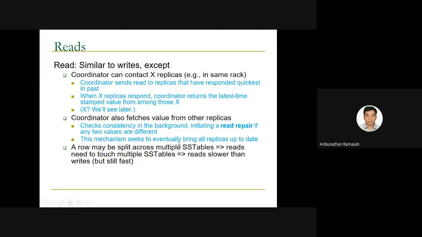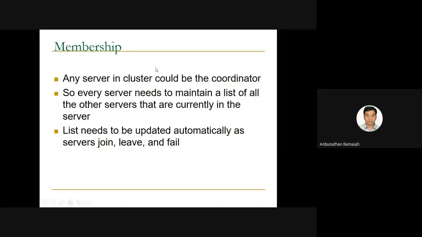So how are we getting up-to-date data? See, we have old data also, new data also. How are we picking the up-to-date one? We will see that in the subsequent slides. A row may be split across multiple SS tables. Reads need to touch multiple SS tables. Reads are slower than writes, but still fast.